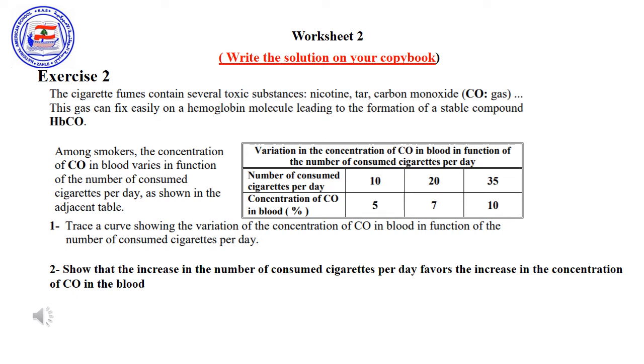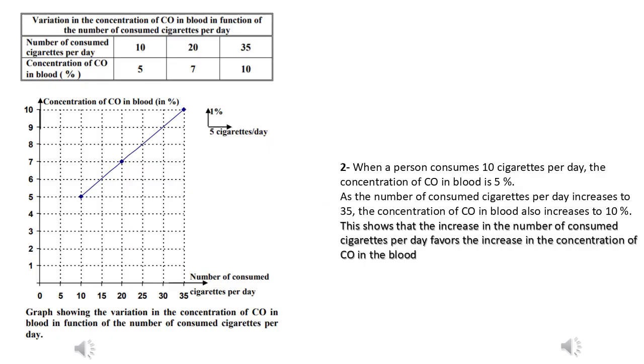Number 2. Show that the increase in the number of consumed cigarettes per day favors the increase in the concentration of carbon monoxide in the blood. When you are asked to show that, you must analyze and then rewrite the given significance. So analyze, and the last sentence should be, this shows that the increase in the number of consumed cigarettes per day favors the increase in the concentration of carbon monoxide in the blood.